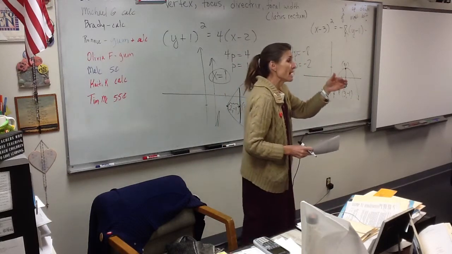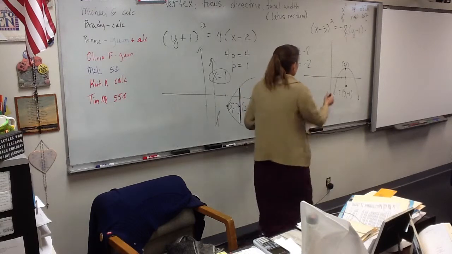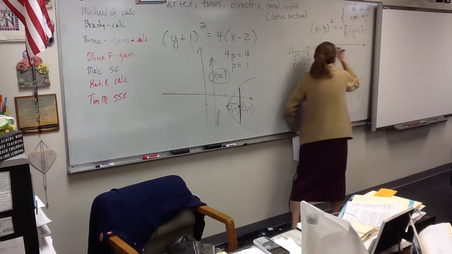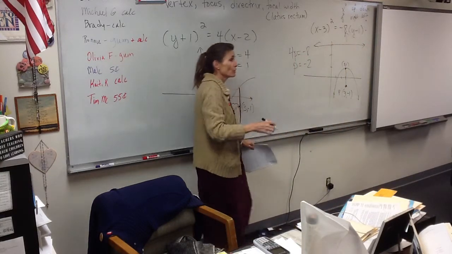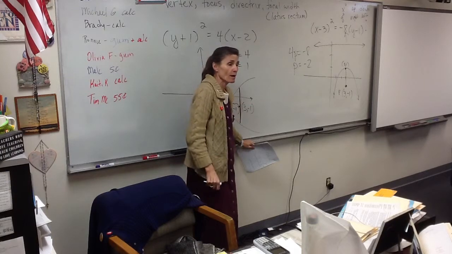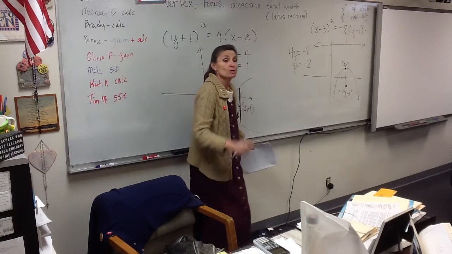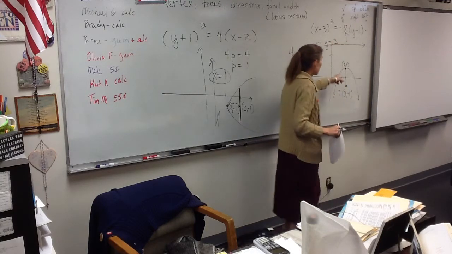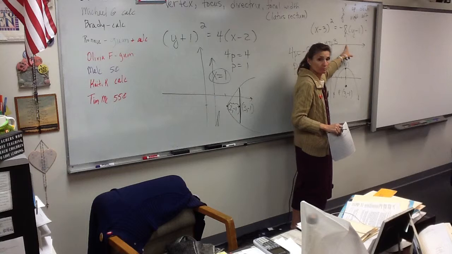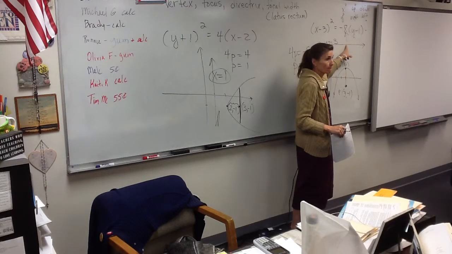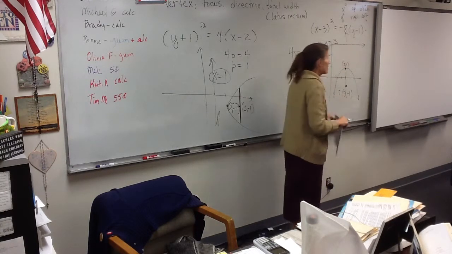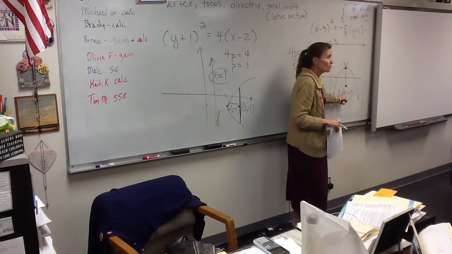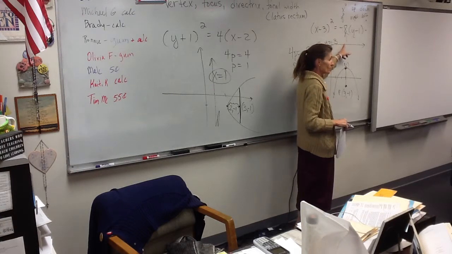If you came down 2, you're going to go up 2. You're going to go up 2 to get your directrix, right? So y would equal 3 because we're going up 2 from the vertex. The vertex is the starting point. We go down 2 to get the focus, up 2 to get the directrix.